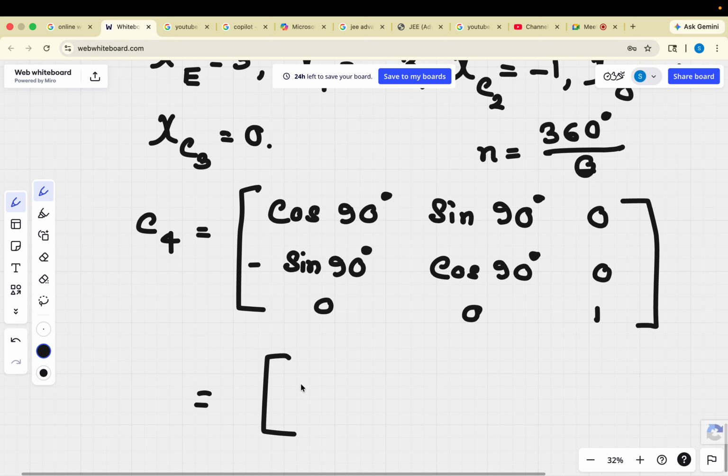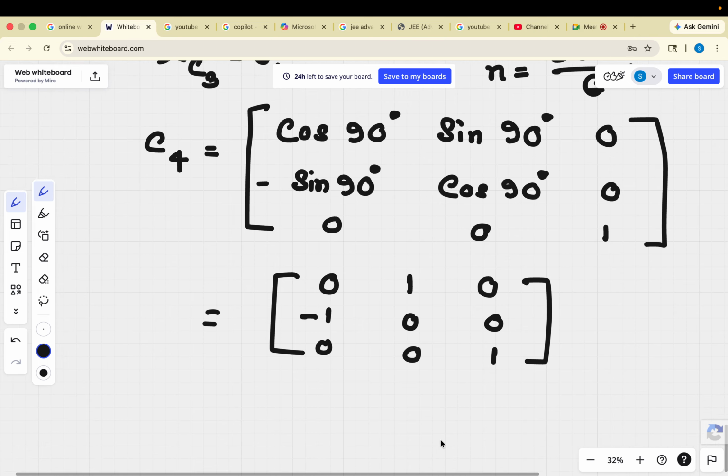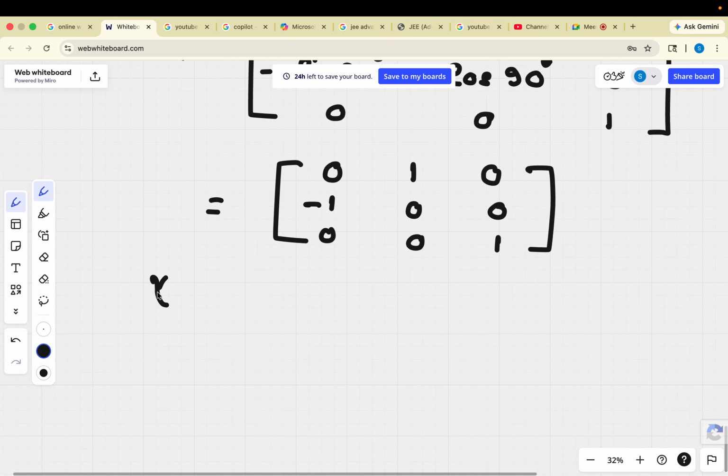Okay, so cos 90 means what? Cos 90 means 0, sin 90 means 1, and this is 0. Minus sin 90 means minus 1, cos 90 means 0, 0, and that one also will be 0, 0, 1. So basically if I write down the character table, chi C4, that will be 0 plus 0 plus 1, so it is equal to 1.